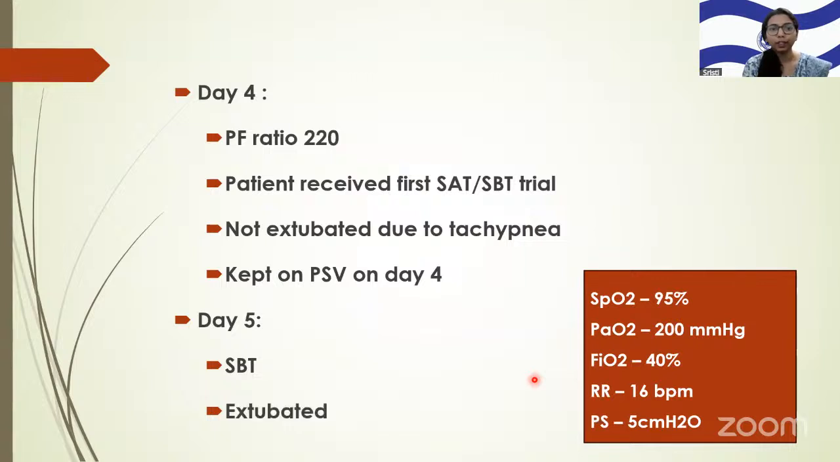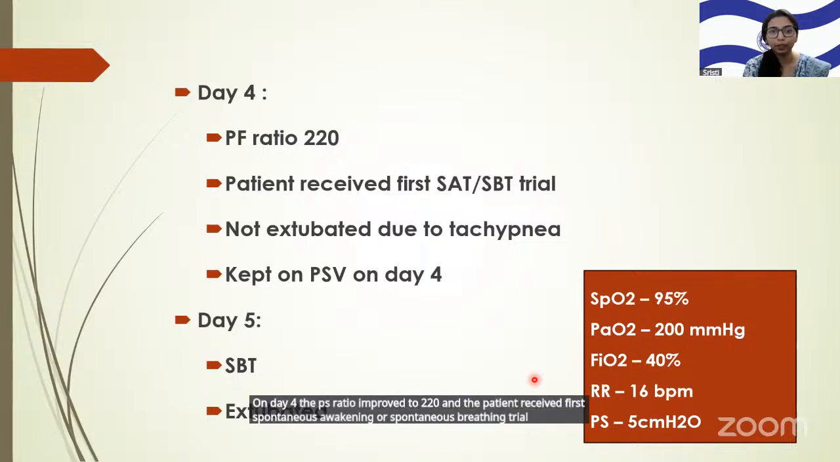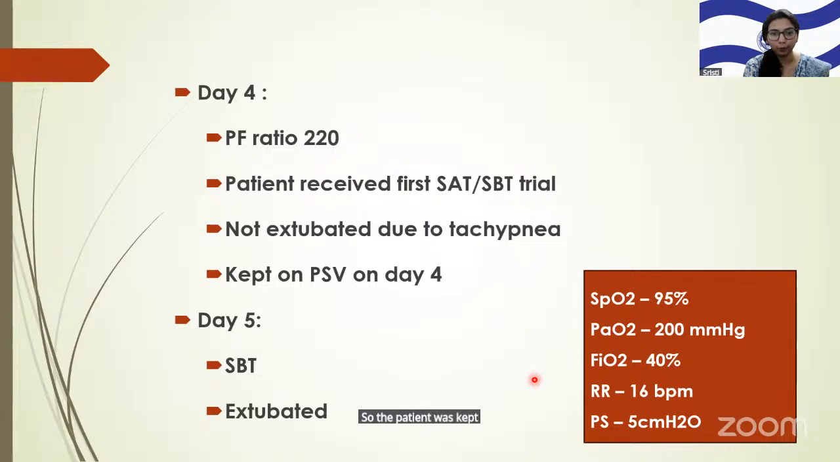On day 4, the PF ratio improved to 220 and the patient received first spontaneous awakening or spontaneous breathing trial, but the patient could not be extubated on day 4 due to the persistence of tachypnea. So the patient was kept on PSV on day 4.